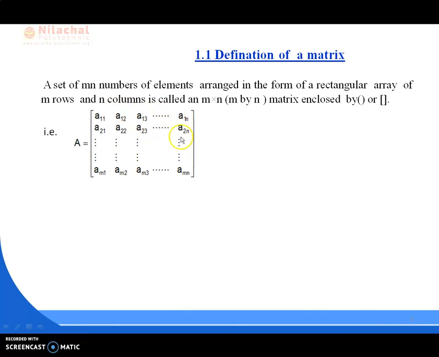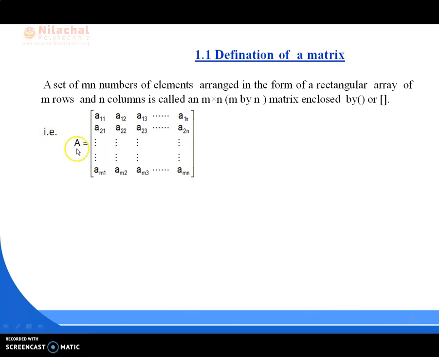Let's see what are the elements in this matrix. All the elements must be real numbers or complex numbers or any functions. But in this chapter we just talk about elements being real numbers. So m is the number of rows, n is the number of columns, and those m and n are natural numbers. So that is a matrix.